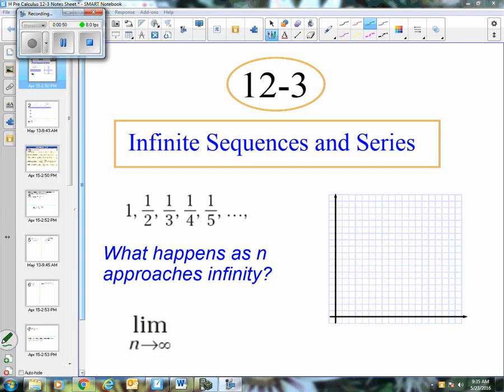So kind of listing out what these would look like. So here's your term 1, term 2, term 3, term 4, and term 5. So I'm giving you a list, a sequence that has 5 terms. And I bet you could probably predict what the next term would be. It would be 1/6, and then 1/7, and then so on. So I want you to see if you can figure out what the rule would look like.